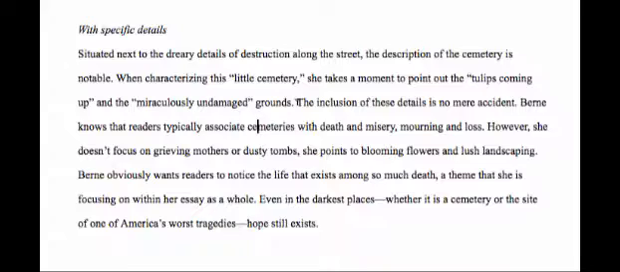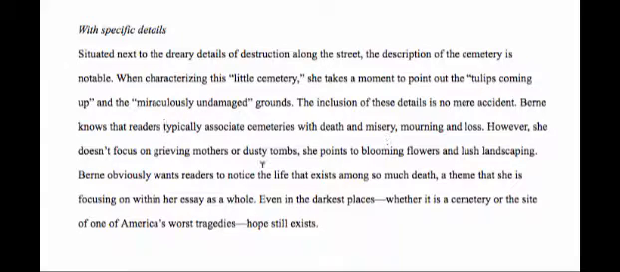Now the next sentence says, "The inclusion of these details is no mere accident." So here this writer has identified what he or she is specifically going to talk about. In this case, it's the details, the nouns that Suzanne Byrne has used in her piece. And we continue. "Byrne knows that readers typically associate cemeteries with death and misery, mourning and loss." So this is answering that question: how is this typically done? What's typically done when you talk about cemeteries is to talk about death and tombs and those kinds of things. This creates a good segue into the analysis.